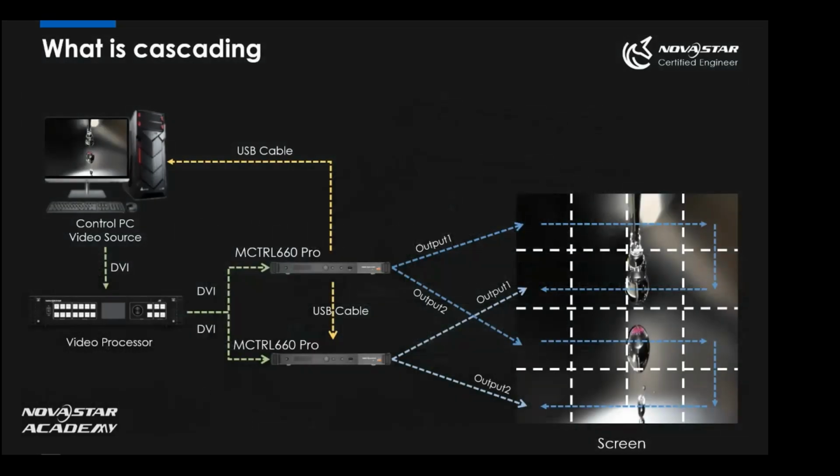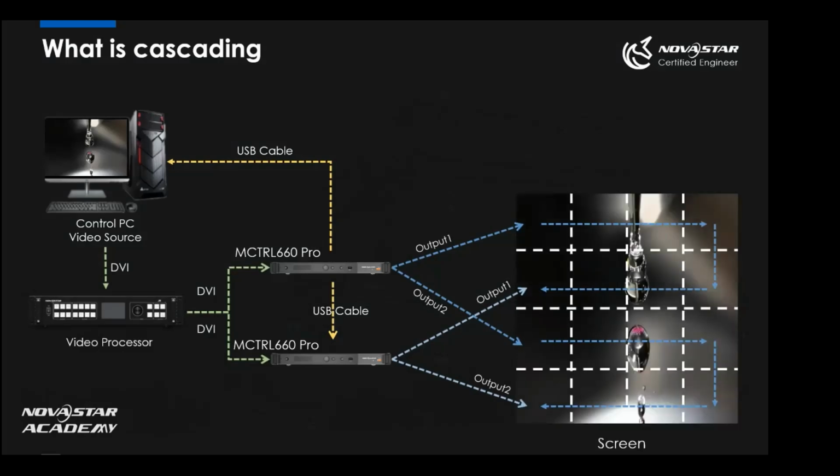Let's say this is a basic structure of the LED control system. We can say there is a control PC. It provides the video source to the video processor, and the video processor will give the signal to the sending card. And finally, the sending card will give the signal by Ethernet cable. And finally, the LED screen will show the image.